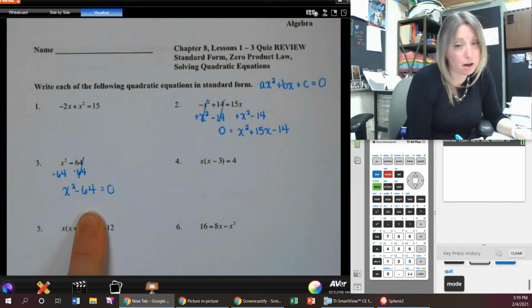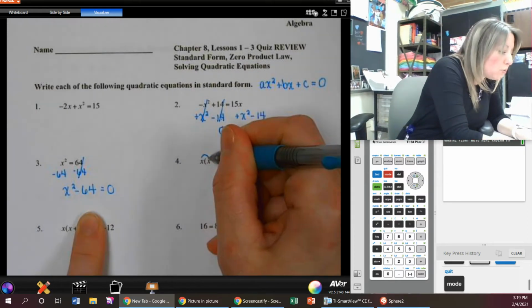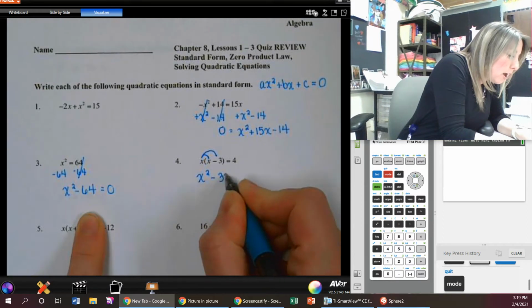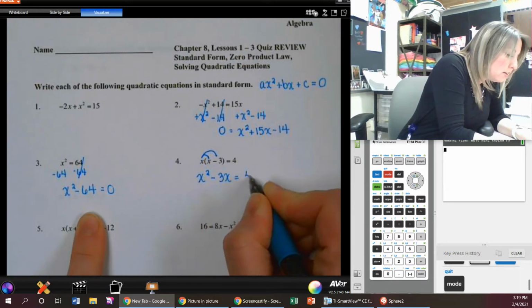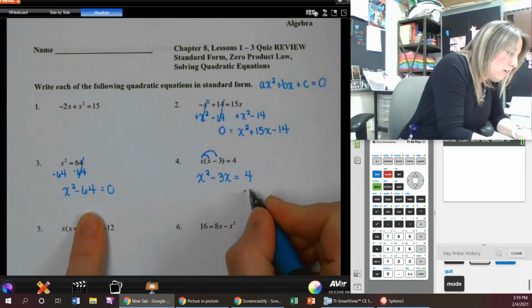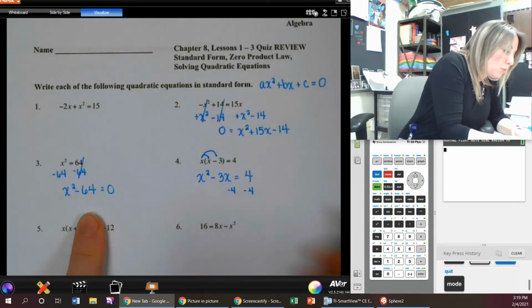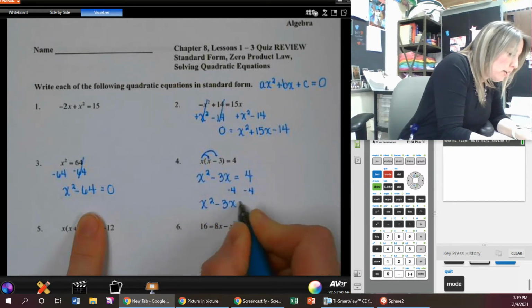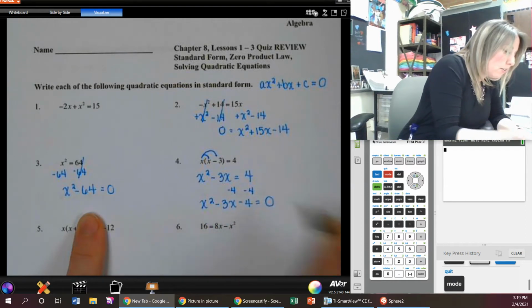If you happen to have an x on the outside of the parentheses, just like any other number, distribute it throughout your parentheses. You get x squared minus 3x, bring down your equal sign, and 4. Now you can subtract that 4 over to be with the x squared minus the 3x. So x squared minus 3x minus 4 equals 0.